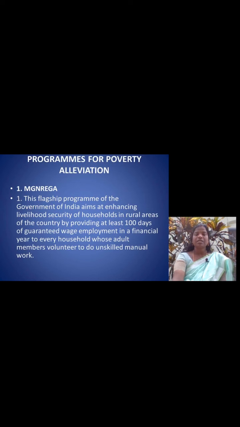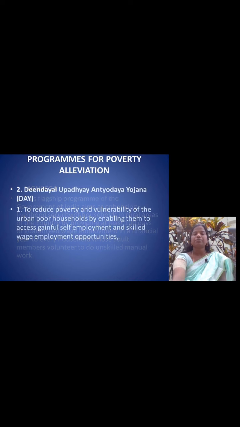Now we will discuss some of the important programs for poverty alleviation in India. First is MGNREGA, the Mahatma Gandhi National Rural Employment Guarantee Act. This flagship program of the Government of India aims at enhancing livelihood security of households in rural areas of the country by providing at least 100 days of guaranteed wage employment in a financial year to every household whose adult members volunteer to do unskilled manual work.